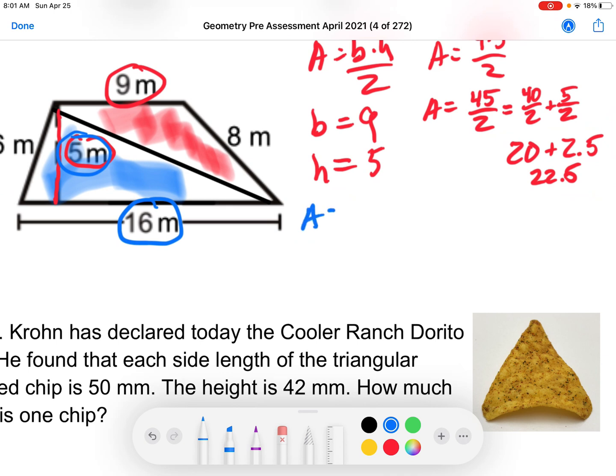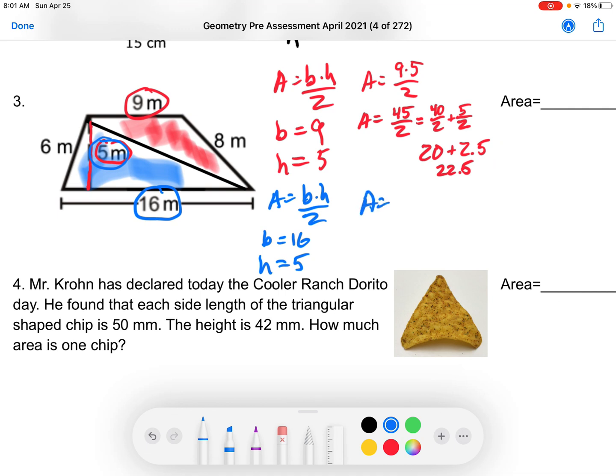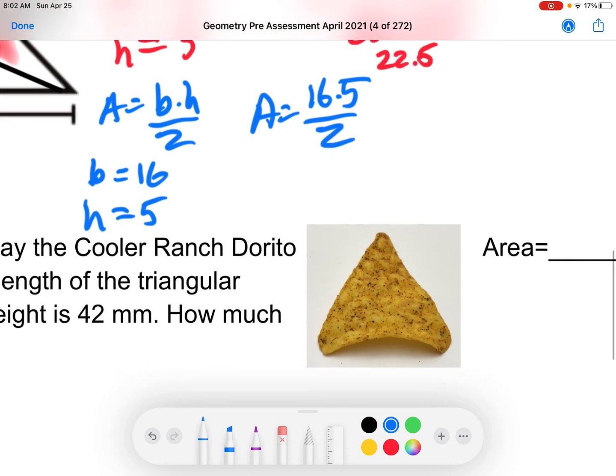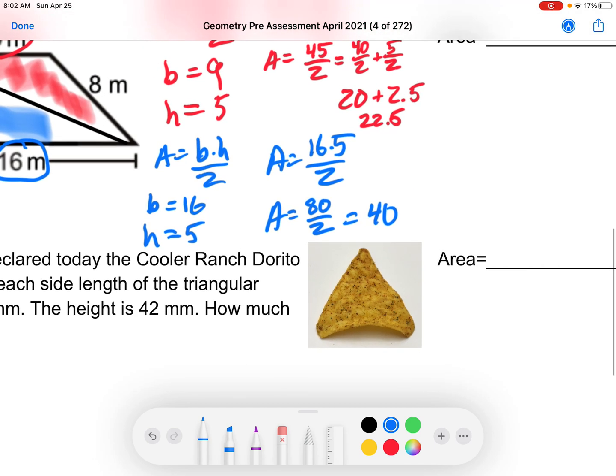So let's do this. Area equals, again, base times height divided by 2, and the base is 16, and the height is 5. All right, so area equals 16 times 5 divided by 2. Now, 16 times 5, we'll do here. 0, carry the 3, that's an 80. So we know that the area equals 80 divided by 2, right? And that equals then 40, and what are our units? Square meters. Alrighty, now those are square meters.